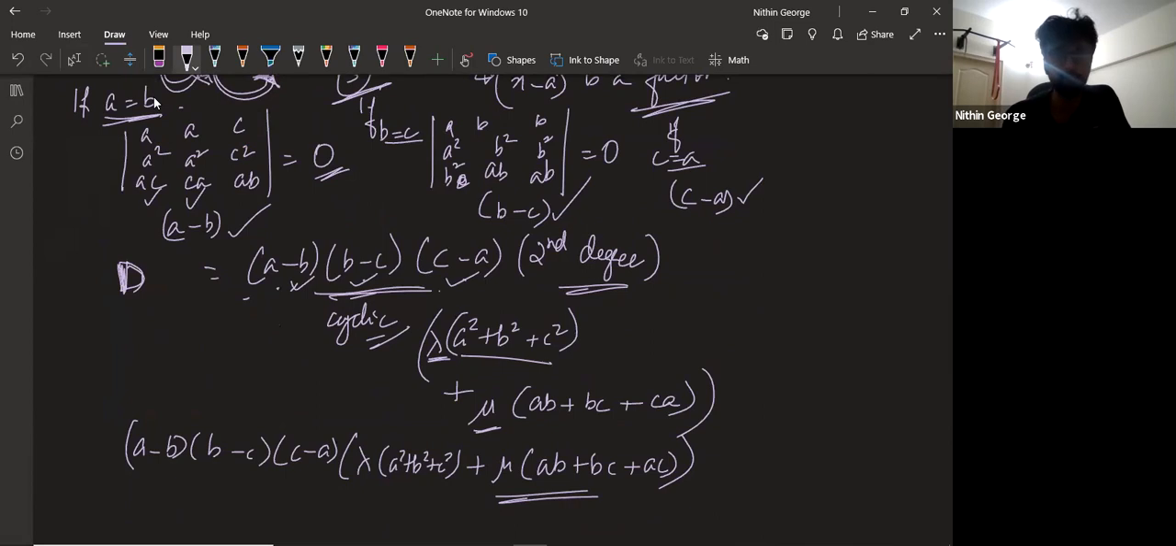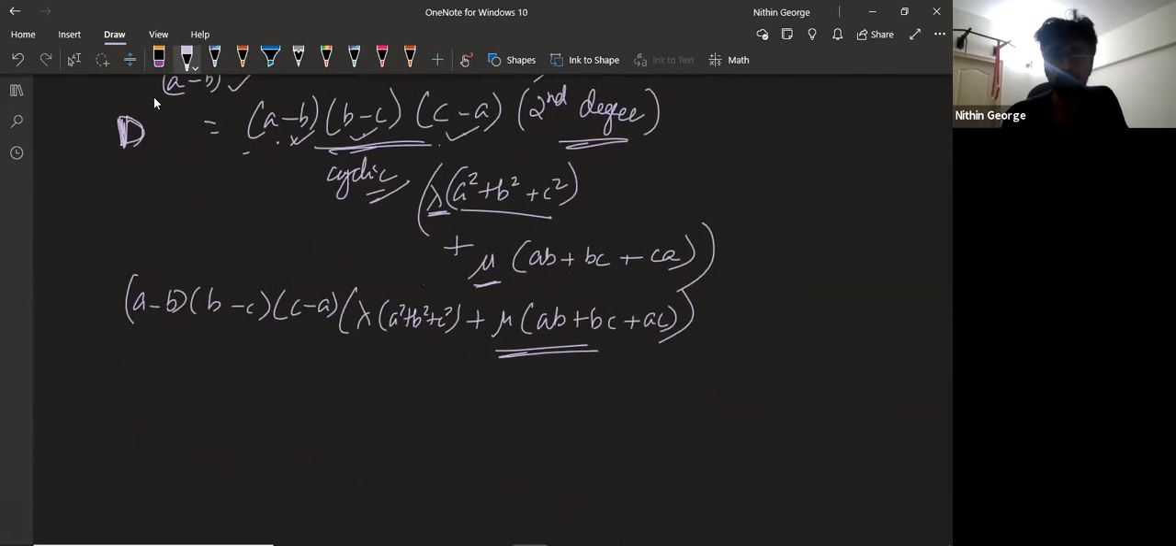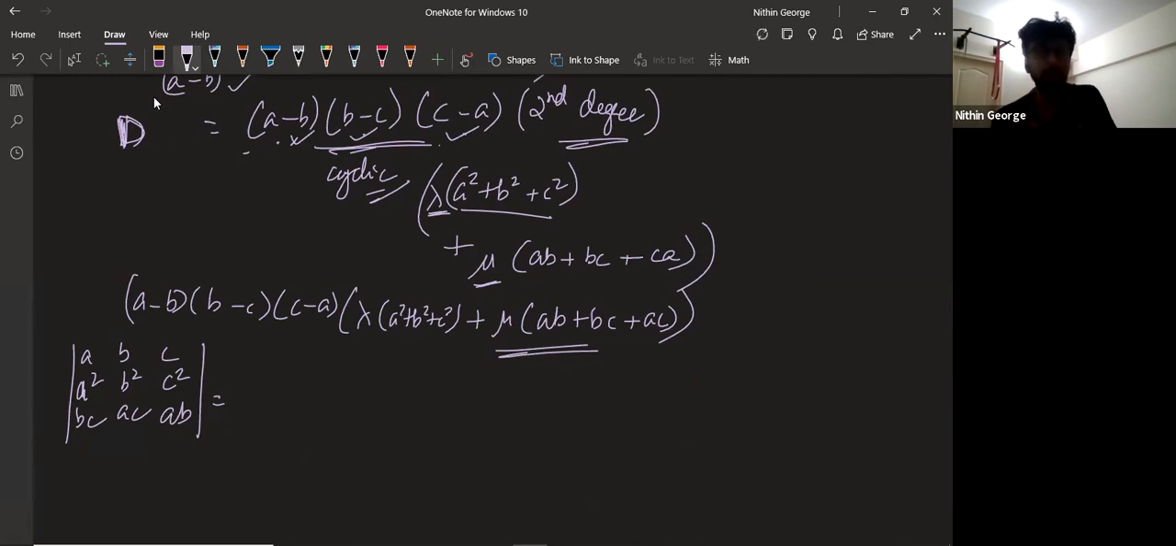I notice that this is cyclic, which means that it will be a combination of A square plus B square plus C square and AB plus BC plus CA. That's the only way in which this can happen. Now, I need to find values of this. So what do I do here? Simply substitute values, guys. You have A square, BC, B square, AC, C square, AB. Now, I'll simply substitute values here. Like basically, I'll put values like -1, 1, 0 for A, B, and C.